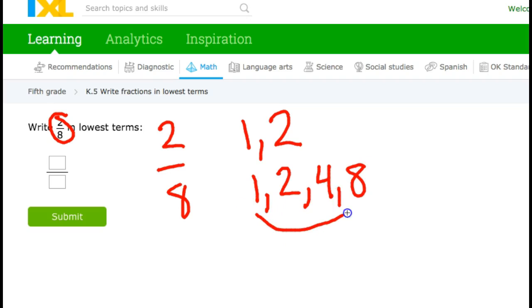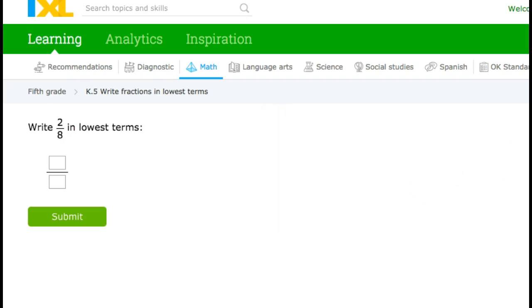How do I know that? 1 times 8 is 8, and 2 times 4 is 8. So those are the only factors of 8 that we have. Writing it in lowest terms means I need to find the greatest common factor they have and divide them both. So 2 divided by 2 equals 1, and 8 divided by that 2 equals 4. Writing it in lowest terms, there we go.